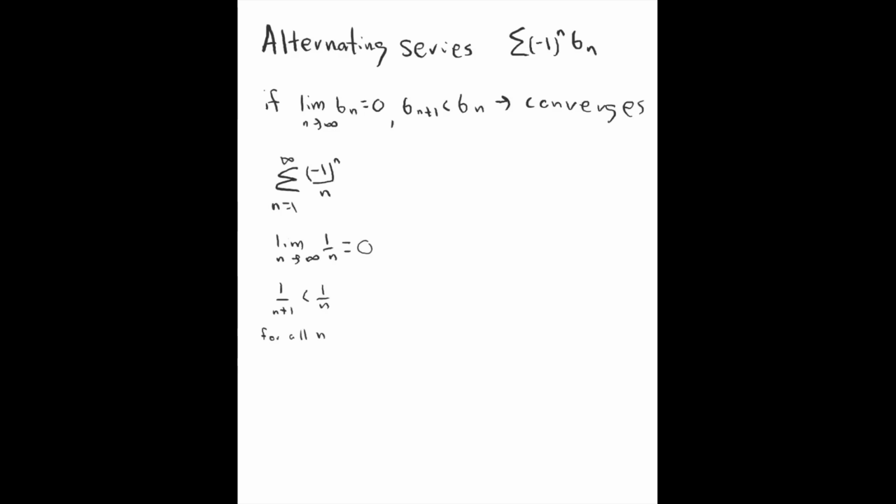For the series negative 1 to the n over n, the limit of 1 over n as n approaches infinity is equal to 0, and 1 over n plus 1 is less than 1 over n for all n. Therefore, this series converges.